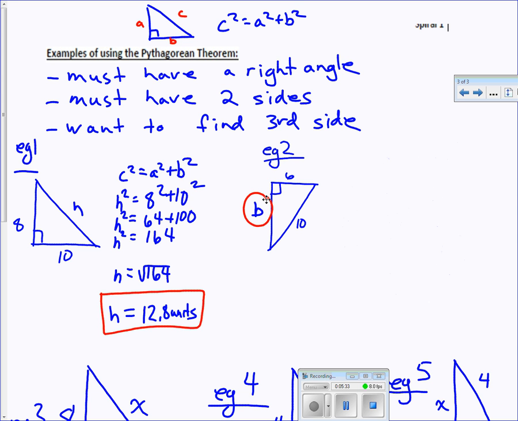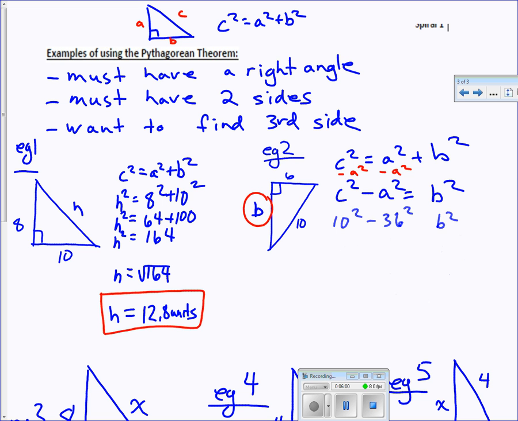So now we're going to substitute directly in. We start with c squared equals a squared plus b squared, and we substitute. If we want to solve for B, we're literally going to have to subtract A squared from both sides. And so you have C squared minus A squared equals B squared.